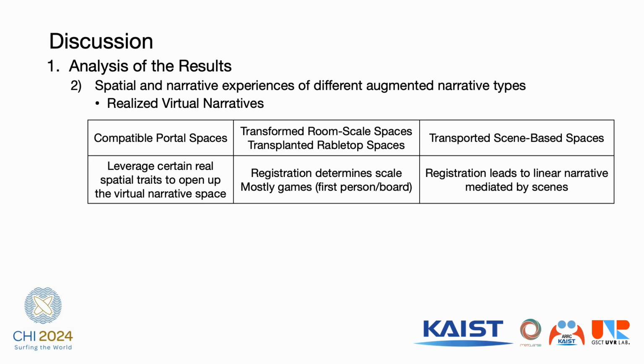Turning to spaces of realized virtual narratives, compatible portal spaces leverage certain traits that can be found across various real spaces to lead the user into virtual narrative spaces through them. This allows users to evade their surroundings while being situated in them. For the 3 other space types in this category, the distinction between them is made by how each type registers the virtual narrative space to the target space, as other connections are the same. This leads to differences in the spatial scale of the narratives being realized to some extent, which is in turn associated with the type of stories being told.